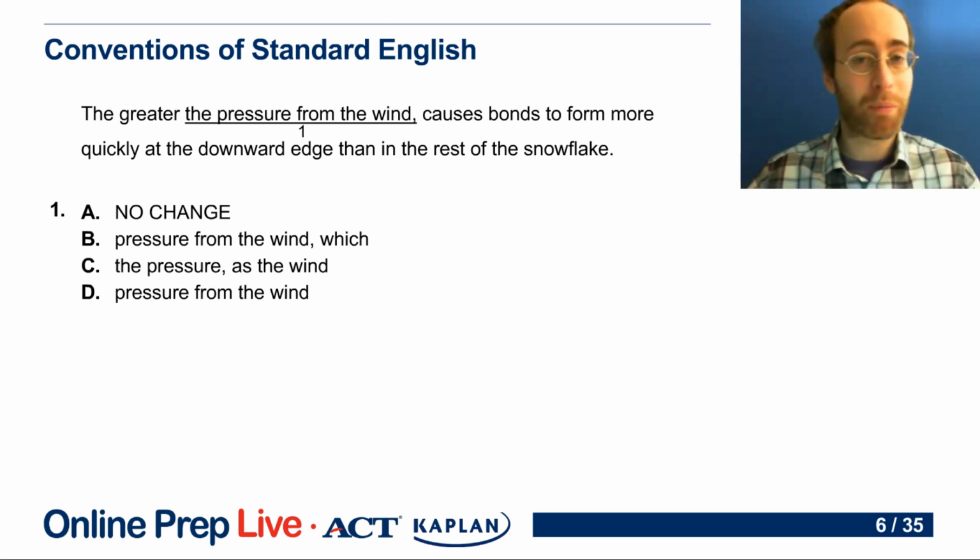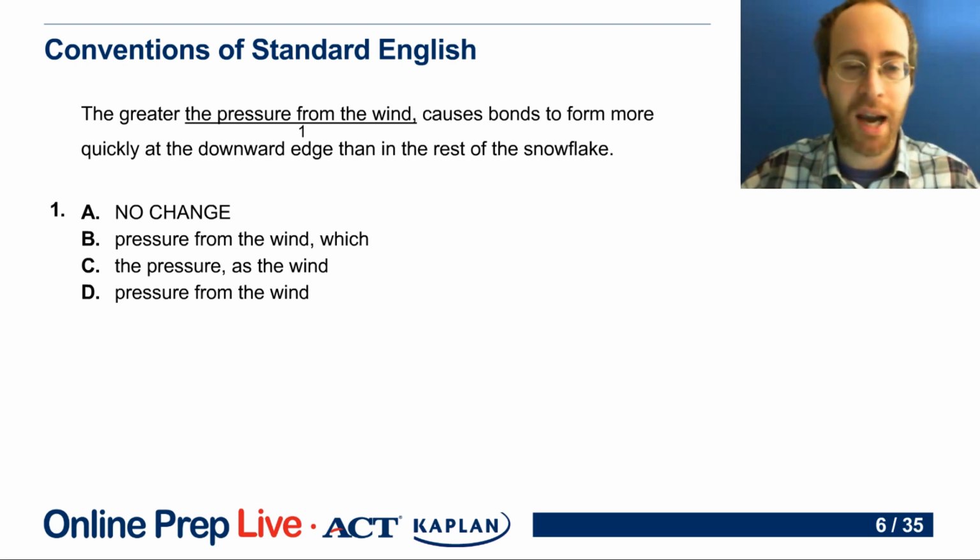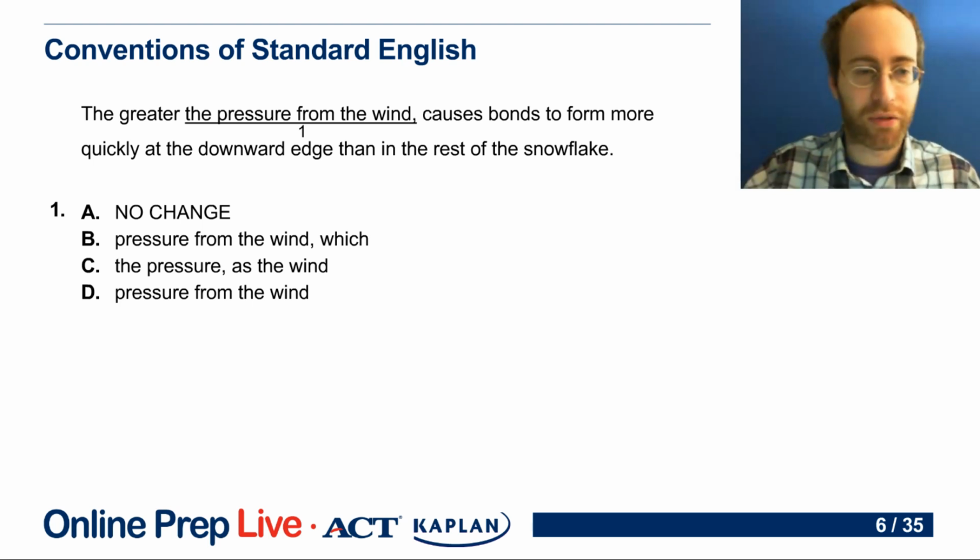Okay, so we don't have a poll for you guys at the moment. We are working on getting a poll up and running for you so you can vote on the answers to these questions. But for now, let's just go ahead and take a strategic run through this problem. It says the greater the pressure from the wind causes bonds to form more quickly at the downward edge than in the rest of the snowflake.